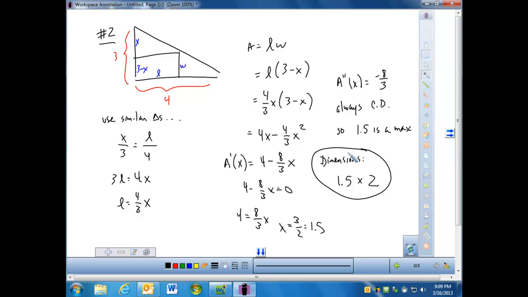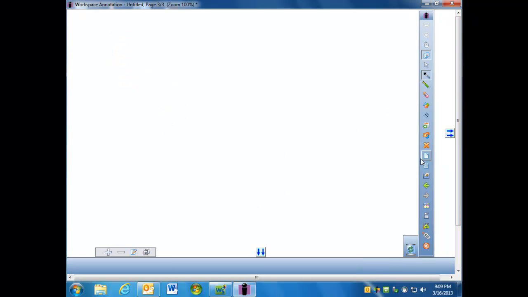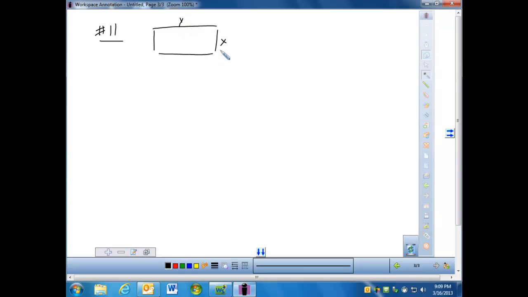Third problem we're going to look at today is question number 11 in the packet. Question number 11. So again, be a good time to push pause right now and try to do question number 11. Another rectangular problem. First thing we're going to do is write our area formula for a rectangle. X times y equals 3200. Solve one in terms of the other. I'm going to say y equals 3200 over x.